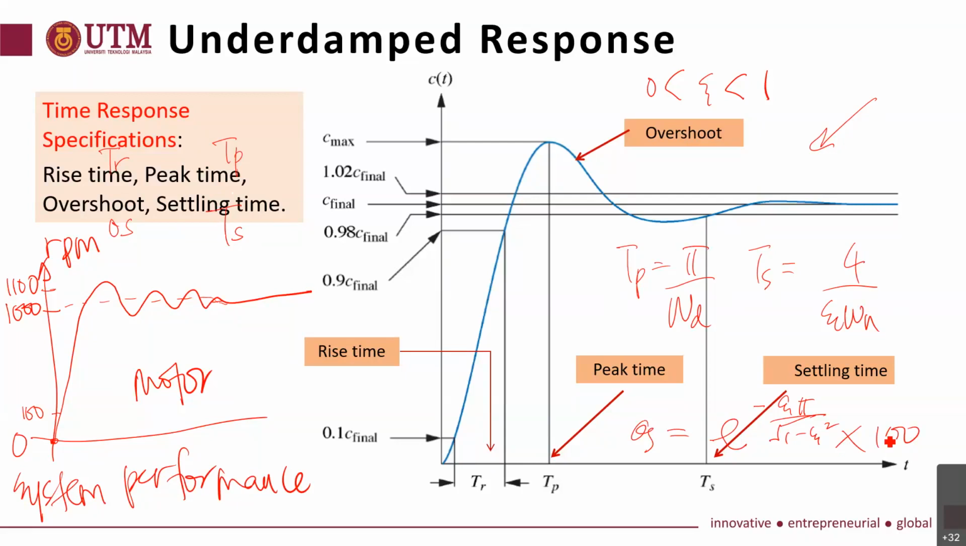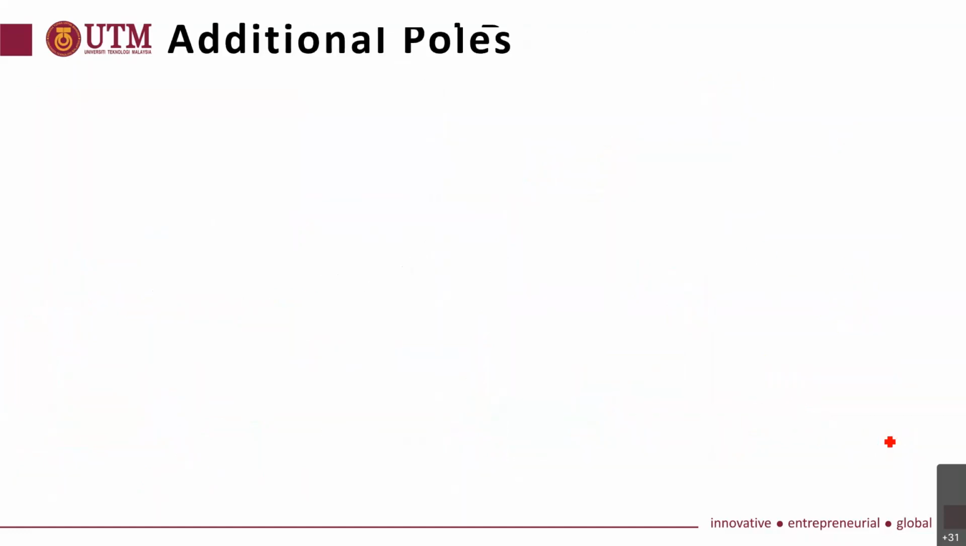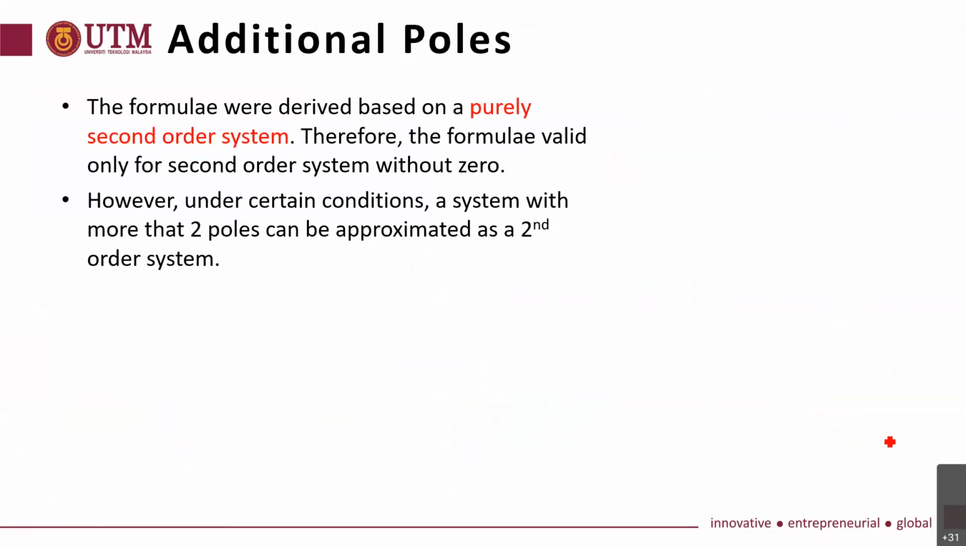For example, the question will say design a PID controller so that the overshoot is 5%, settling time 2 seconds. So we need to find important parameters from the given specification. And of course, the formula needs to be utilized. That's why you need to understand and remember the formula. That is the underdamped response. We also need to know what happens if we add poles.